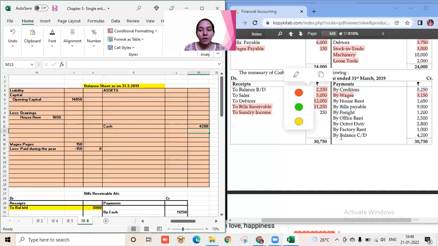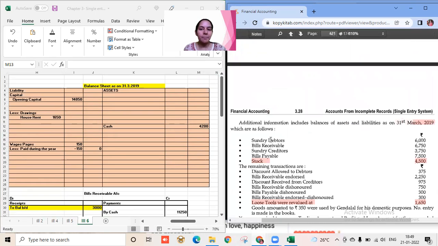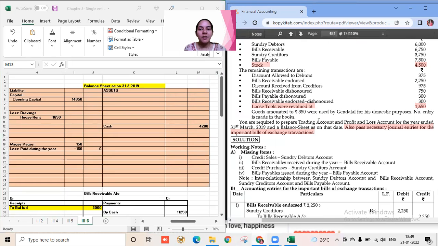Generally, we are bound to forget this. As soon as you attempt this, we generally forget if they don't give us the closing balances, and if we don't compare the opening balance sheet, then we are bound to forget. So as soon as you look at that number, pick it up and place it at the correct place. Done with the cash book? Yes, ma'am. Next, additional information.